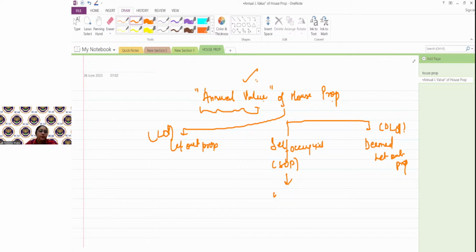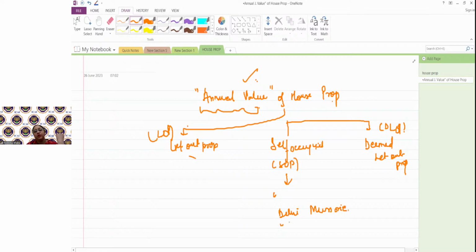And self-occupied property is a property which is used for self, residing in it, or you are unable to use it, and the reason you are unable to use it is because you are staying because of your business or employment in some other city. An example. So I have a house property in Delhi and in Mussoorie.